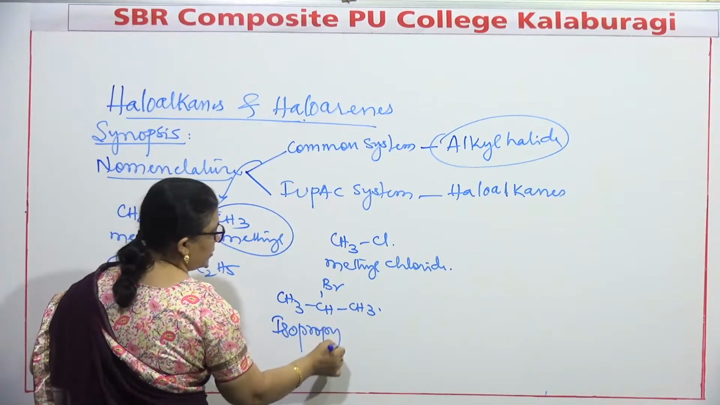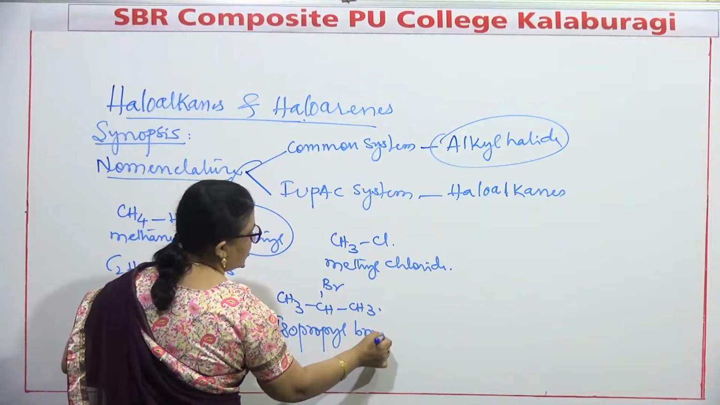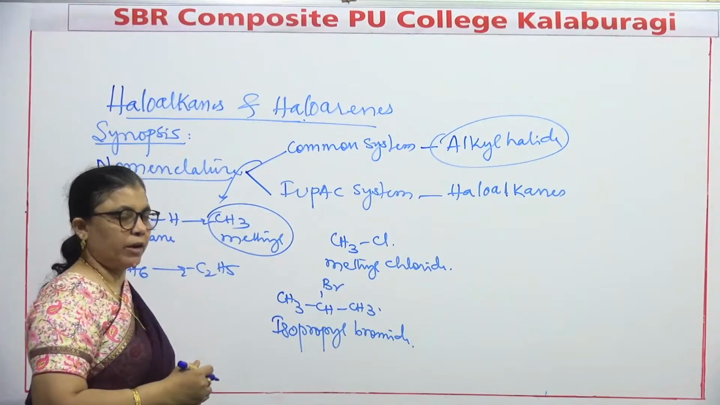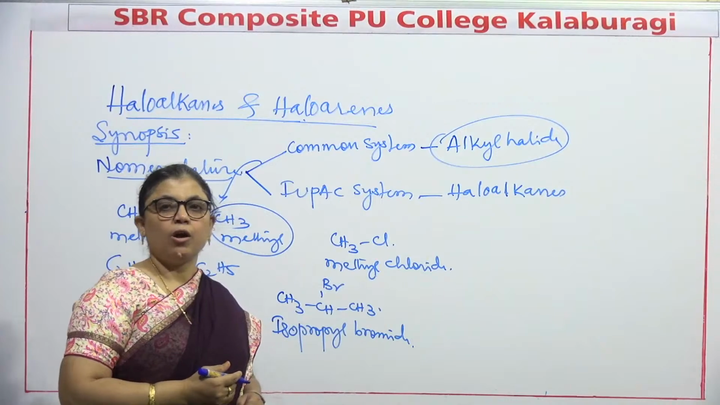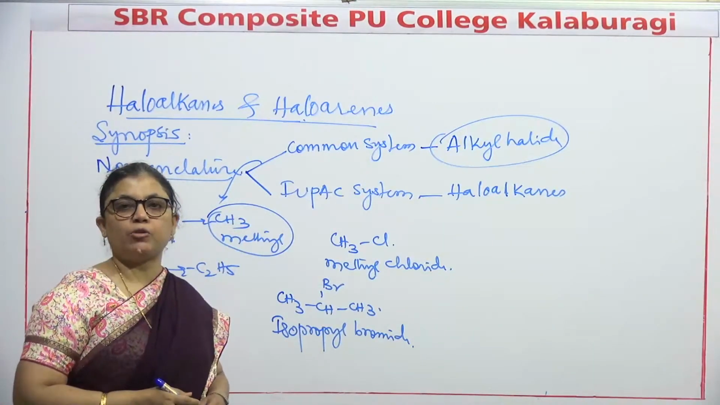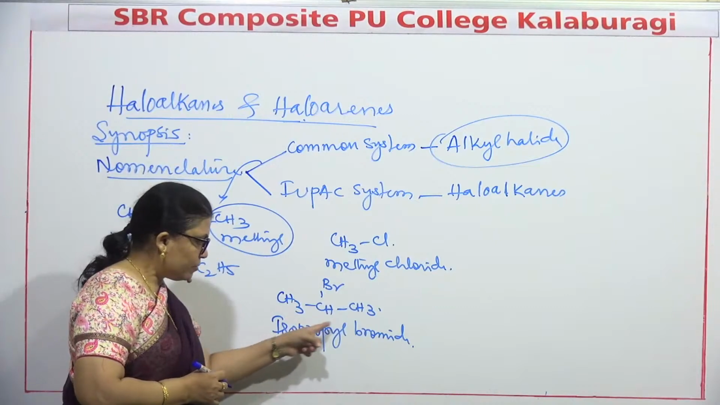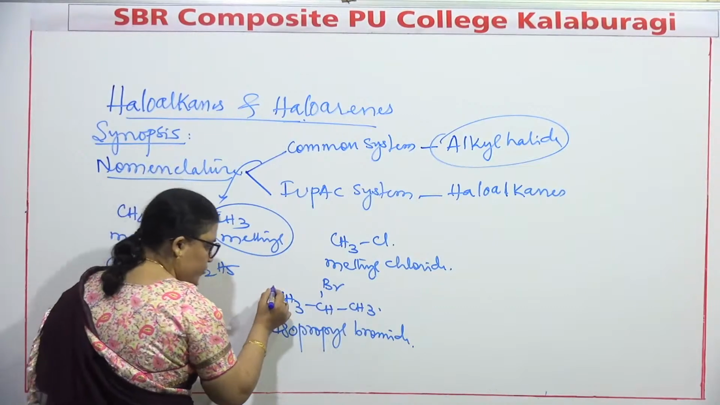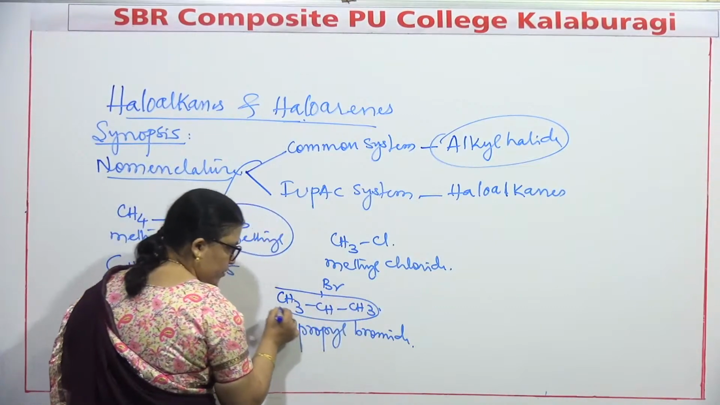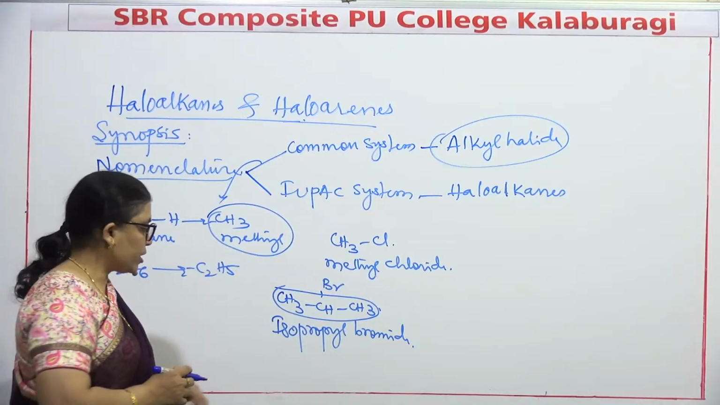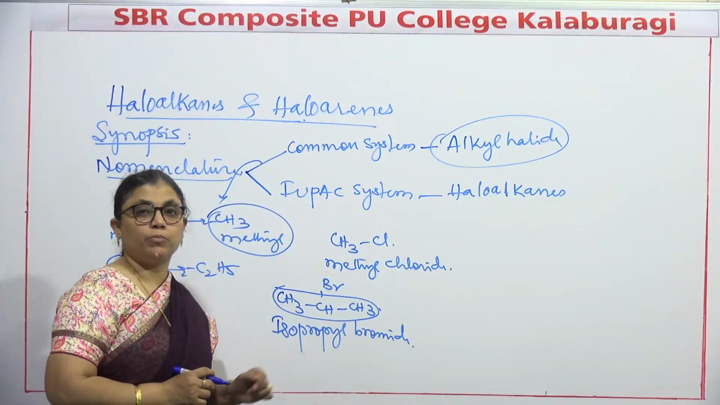In NCERT they have given many examples, and in the exercise we will see questions based upon the IUPAC system. Remember one thing: in the common system, CH3-CH-CH3 is called iso. That's why we call it isopropyl bromide.